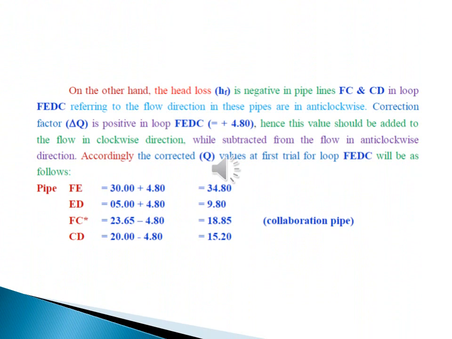On the other hand, the head loss is negative in pipelines FC and CD in loop FEDC, referring to the flow direction in these pipes being anticlockwise. The correction vector delta Q is positive in loop FEDC. Hence, this value should be added to the flow in the clockwise direction, while subtracted from the flow in the anticlockwise direction. Accordingly, the corrected Q values at the first trial for loop FEDC will also be concluded as shown in front of you.